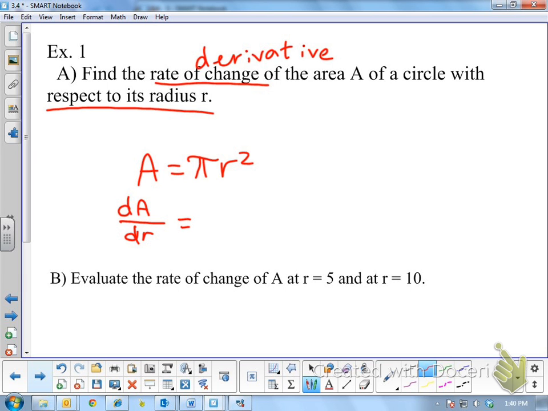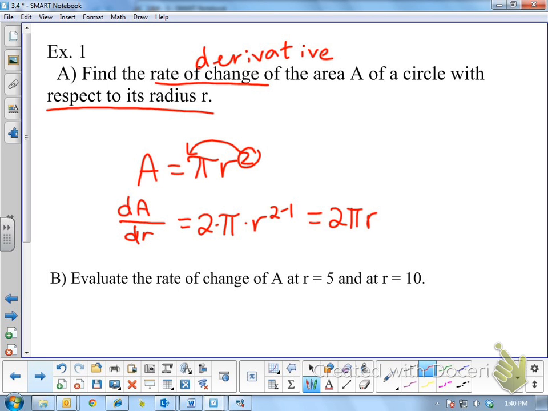So what would the derivative of this be? 2 pi r. It's just a power rule problem with a constant in front. If we bring 2 in front, 2 times pi times r, we do 2 minus 1. We reduce everything and we get just 2 pi r.